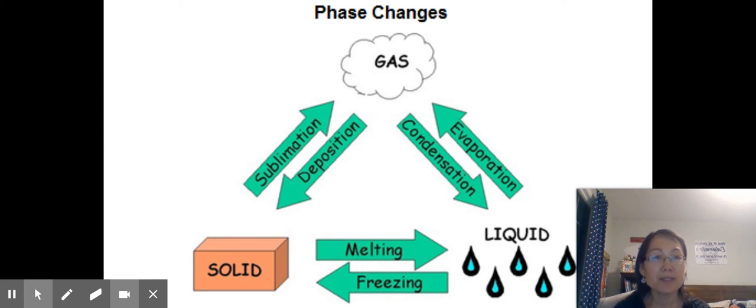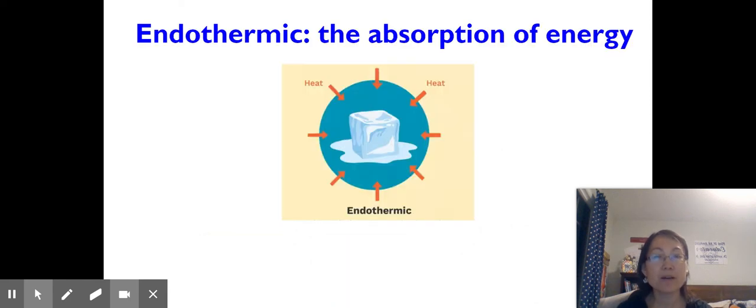For those processes to happen, we either need to pull in energy to increase the kinetic energy, from solid to liquid and from liquid to gas, or remove energy, from gas to liquid, liquid to solid, or gas to solid. Those are the processes where we need to remove energy. For those processes, we call them differently.